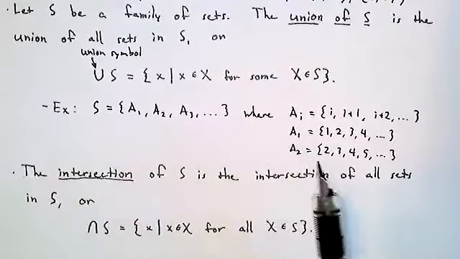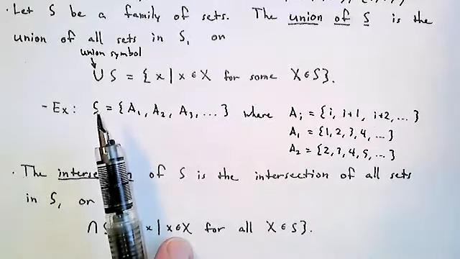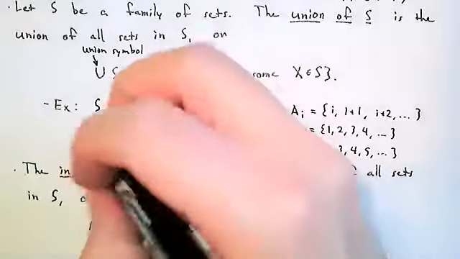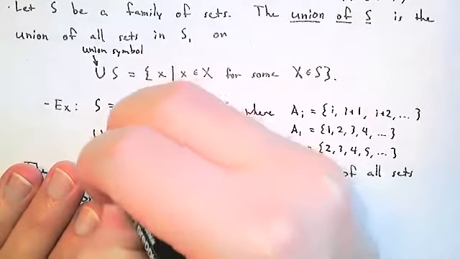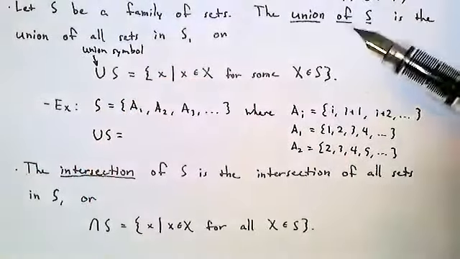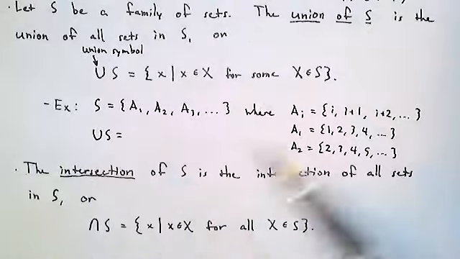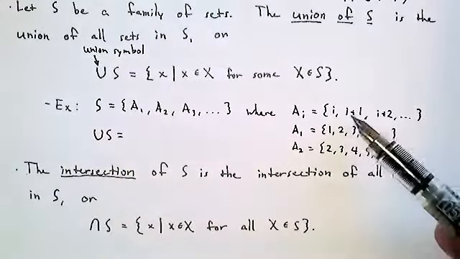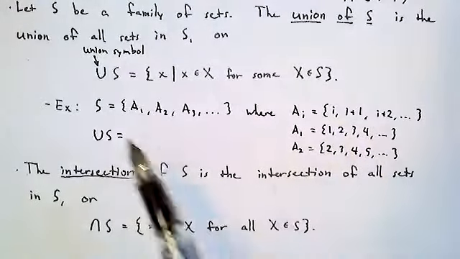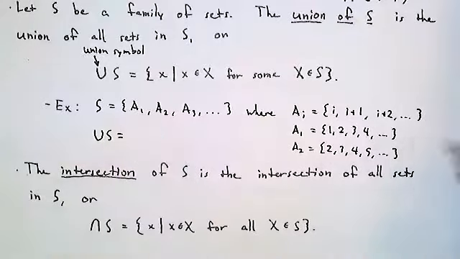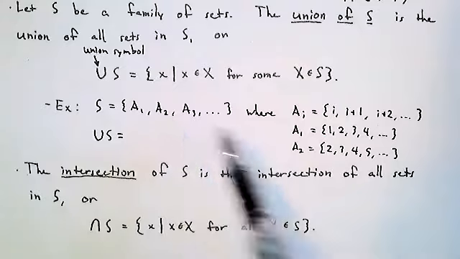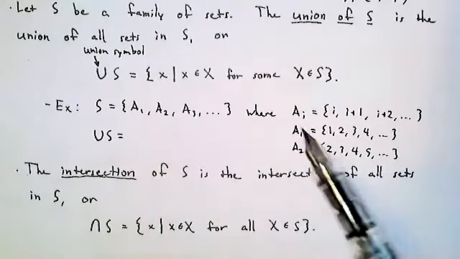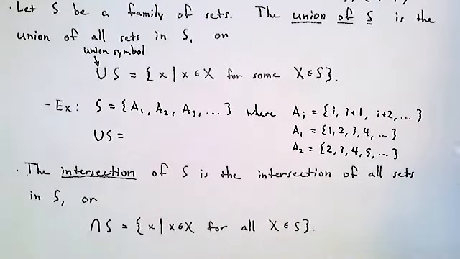Now that we have an understanding of what is in our family, I want to look at the union of the family. So what is the union of S? In order to find the union of S, I have to take all of these sets in my family and combine all of their elements. From the first set, 1, 2, 3, 4, and so on. From the second set, I'm going to add in 2, 3, 4, 5, and so on. And from the third set, we're going to add 3, 4, 5, 6, and so on.